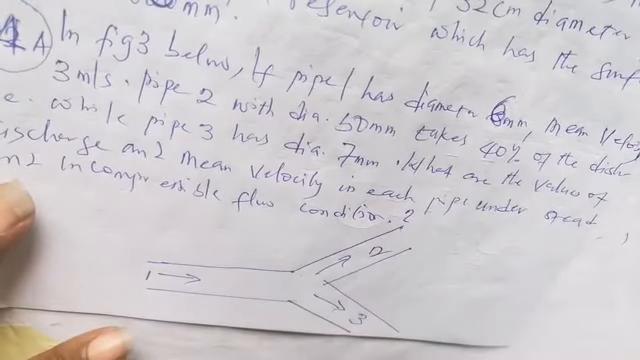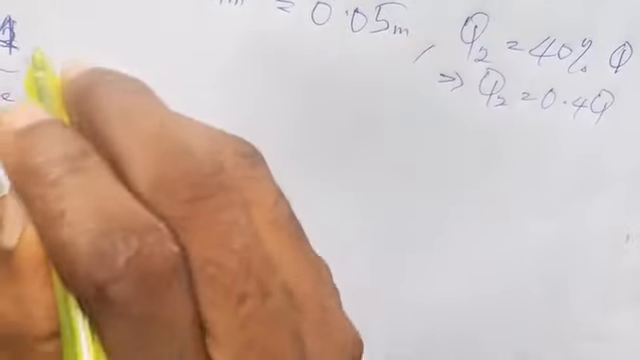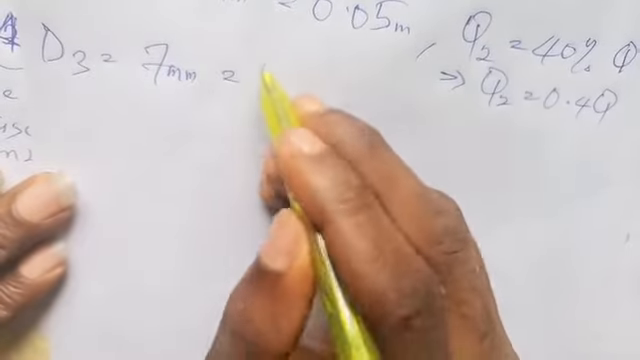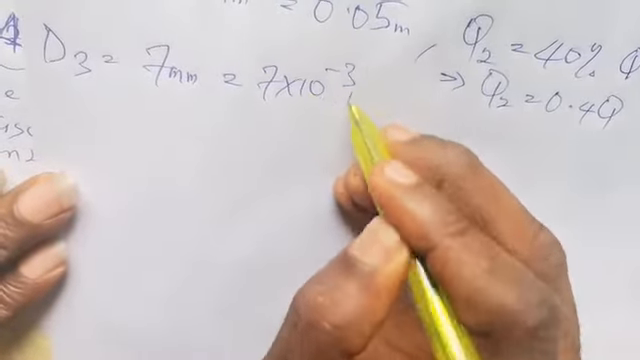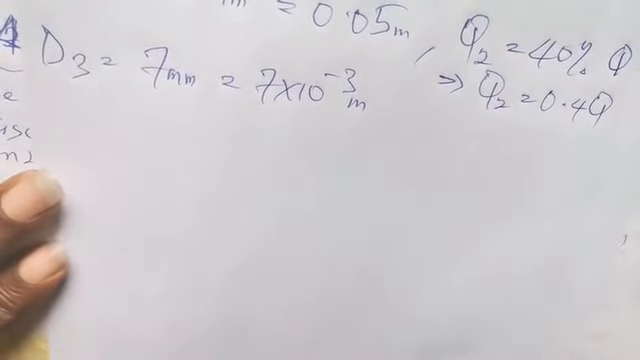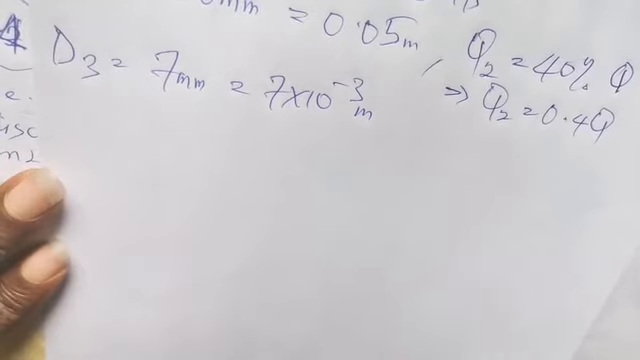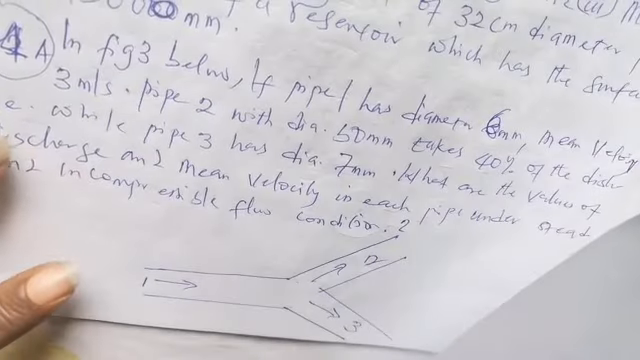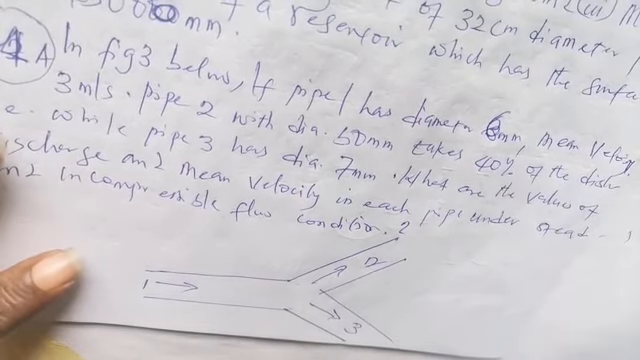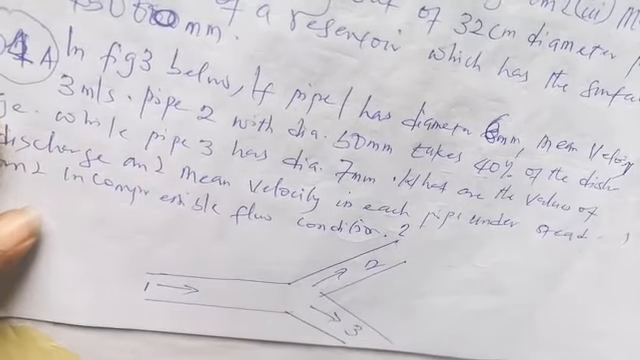Next, we are given that pipe 3 has a diameter of 7 millimeter. So D3 equals 7 millimeter, which is also 7 by 10 to the power of minus 3 in meters. That's the diameter of pipe 3. Now, the question is asking us to determine the velocity in each pipe and also the discharge through the pipe. What are the values of discharges and mean velocity in each pipe? So that's the question.